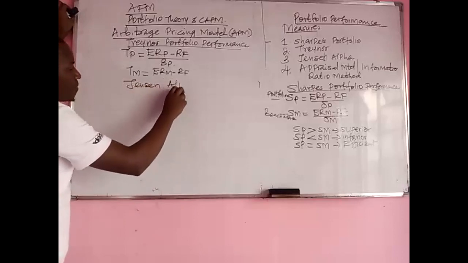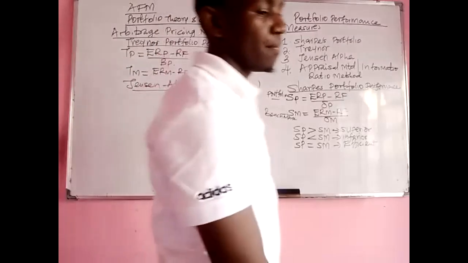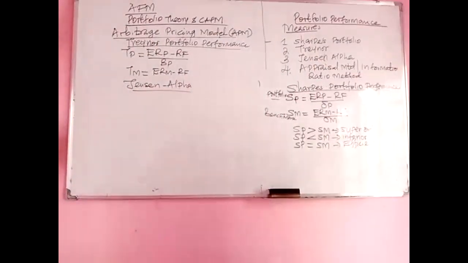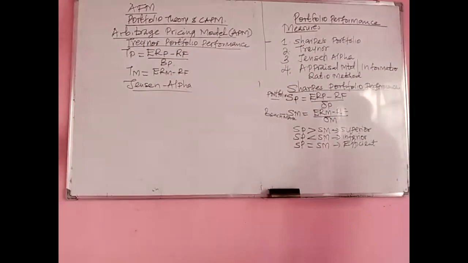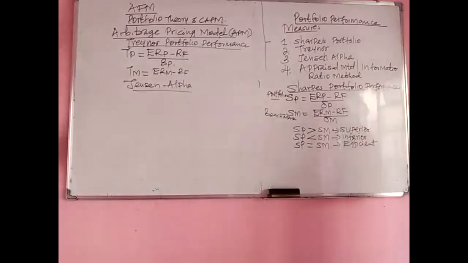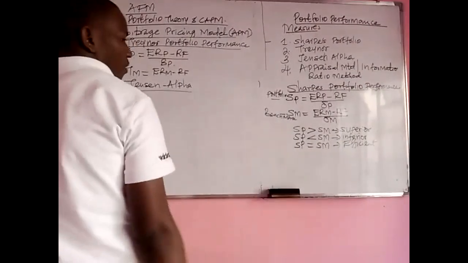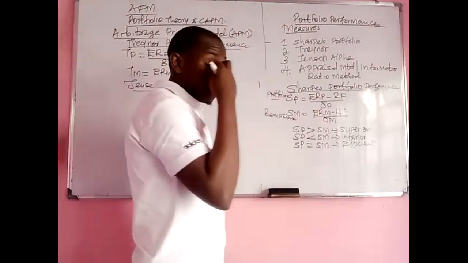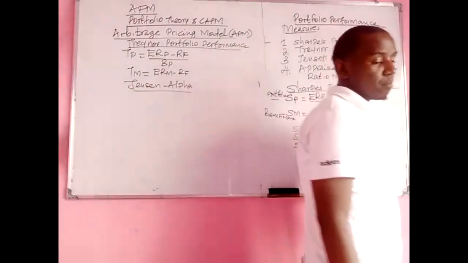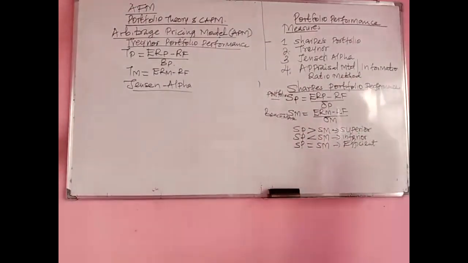The other one is the Jensen alpha, that is number three. Jensen alpha portfolio performance. The method uses alpha to measure the portfolio performance.